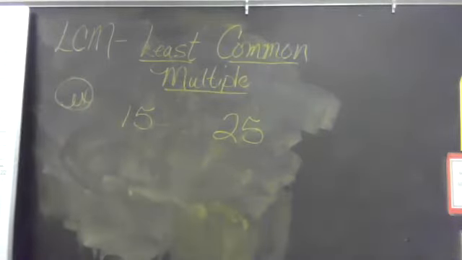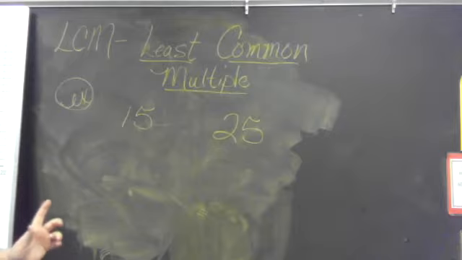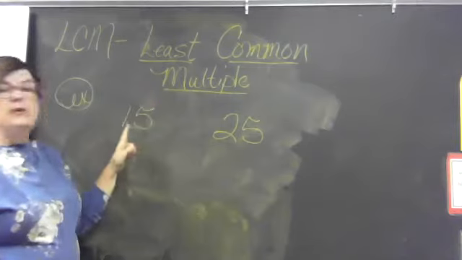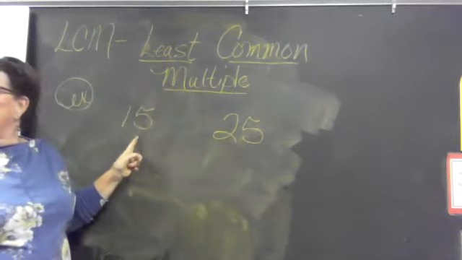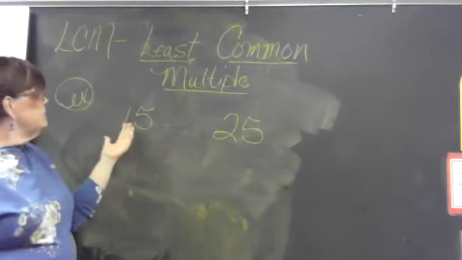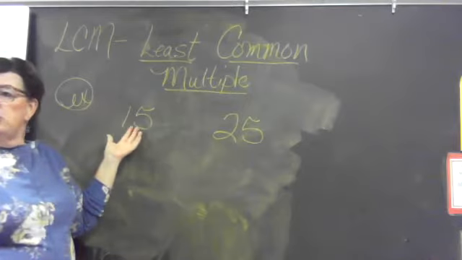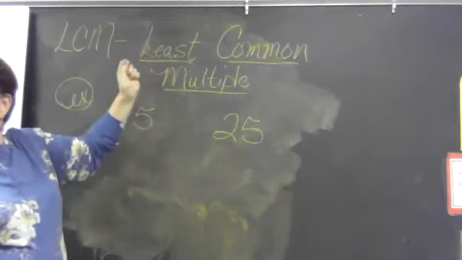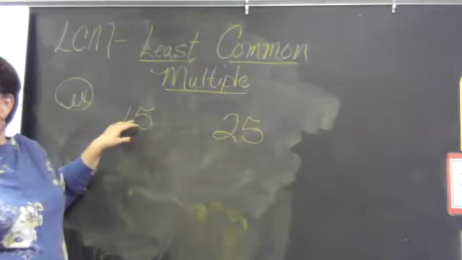That would be a 5. Now see, that is the greatest common factor, and that's where we get mixed up. The least common multiple has to be at least this big. It has to be as big as the smallest one, and it could be lots bigger, but it will never be smaller than this.